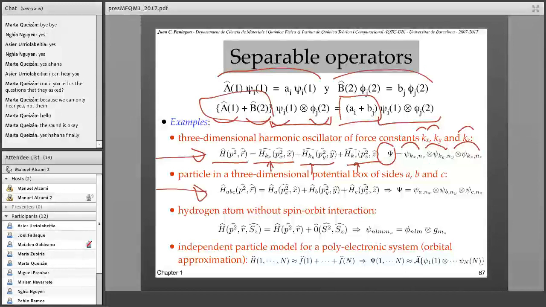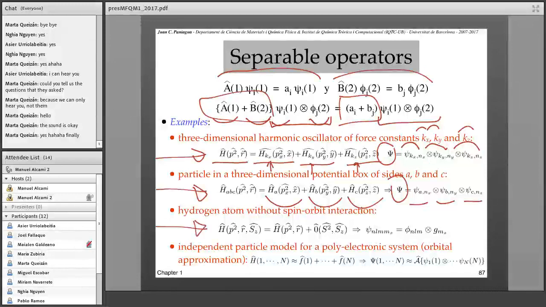Same thing for the three-dimensional box. It can be separated in three terms that are mathematically exactly the same thing as the Hamiltonian of one-dimensional boxes. And so the eigenstates of the three-dimensional box can be written as product of eigenstates of one-dimensional boxes in the three axes.